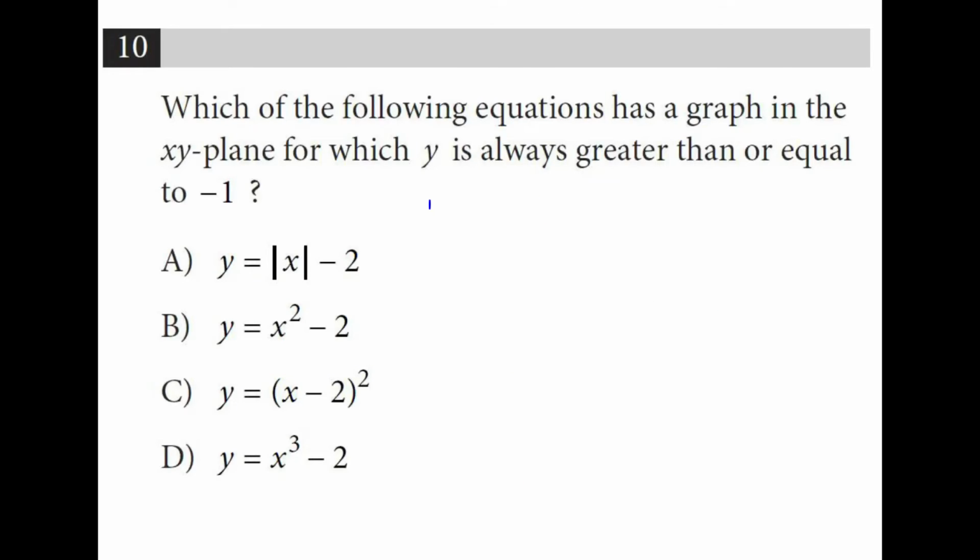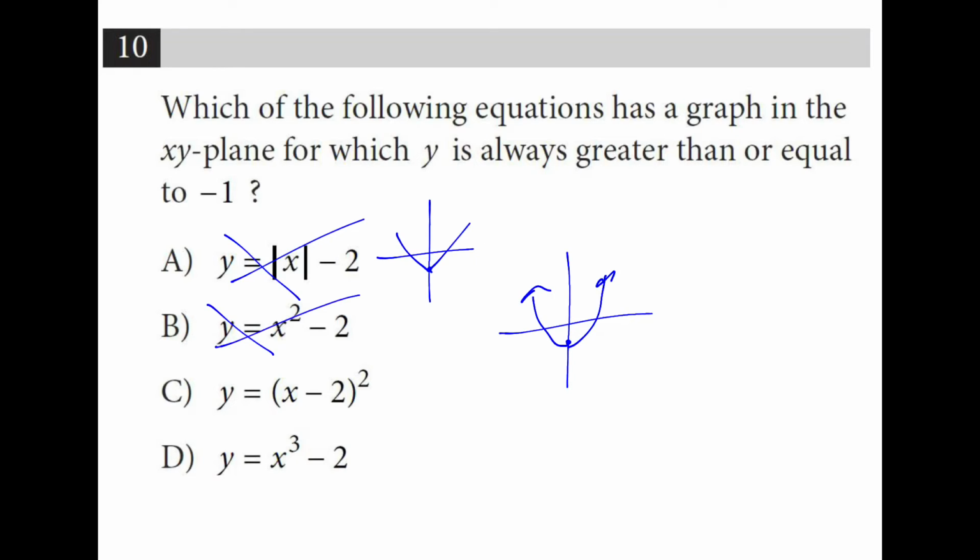So let's sketch these graphs. Here we start at negative 2, and the absolute value always makes it like this. But if we plug in a 0, we still get negative 2, so that doesn't work. If we take x squared minus 2, here we are at negative 2, and we have a parabola. But if we plug in 0, we still get negative 2, so that doesn't work.